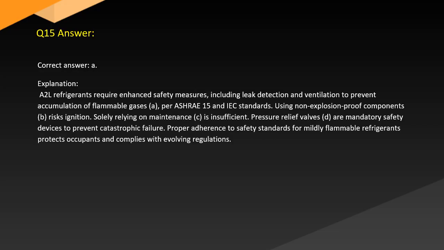Answer. Correct answer: A. Explanation. A2L refrigerants require enhanced safety measures, including leak detection and ventilation, to prevent accumulation of flammable gases. A. Per ASHRAE 15 and IEC standards. B. Using non-explosion proof components risks ignition. C. Relying solely on maintenance is insufficient. D. Pressure relief valves are mandatory safety devices to prevent catastrophic failure. Proper adherence to safety standards for mildly flammable refrigerants protects occupants and complies with evolving regulations.